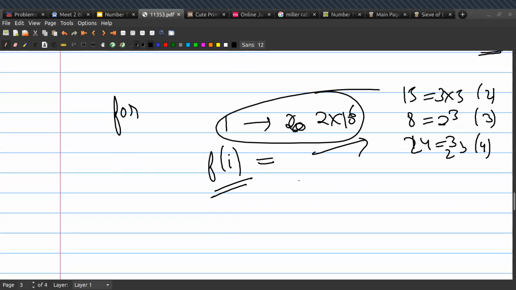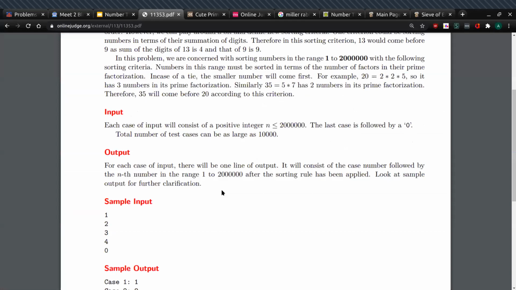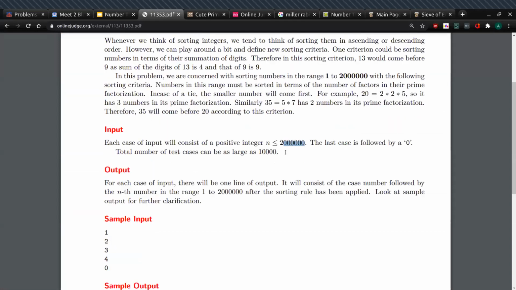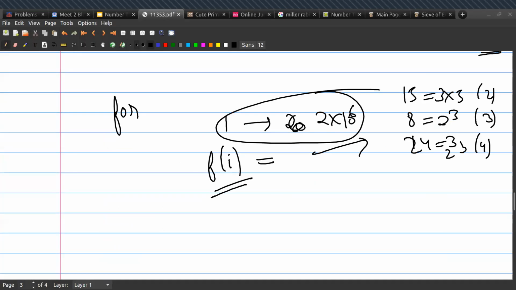You all got the question, right? I have numbers from 1 to 2 into 10 to the power 6. I need to sort them. There is no input in the question, but ignore this. The question is: you have numbers from 1 to 2 into 10 to the power 6. You have to sort those numbers, and each number has a value which is the number of prime factors it has, and the sorting has to be done in increasing order based on this value.